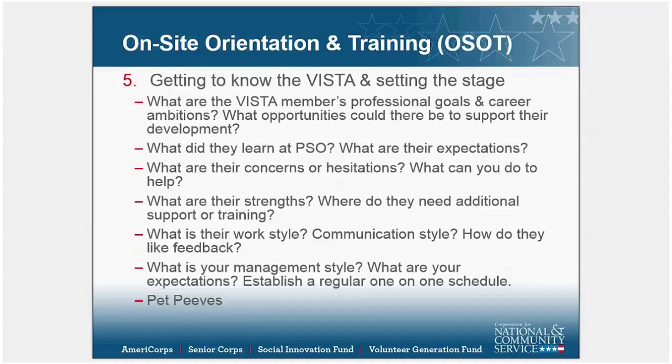Also, what can be really important is talking about their strengths, their weaknesses, talk about your strengths and your weaknesses. What are the differences in your work styles, communication styles? How do they like feedback? What's your management style? What are your expectations? Do you like to have a brainstorm conversation, or do you like somebody to come to you with a proposal, showing that they've done their homework, and then you just get to review it? So it really can be important to discuss those kinds of things up front.